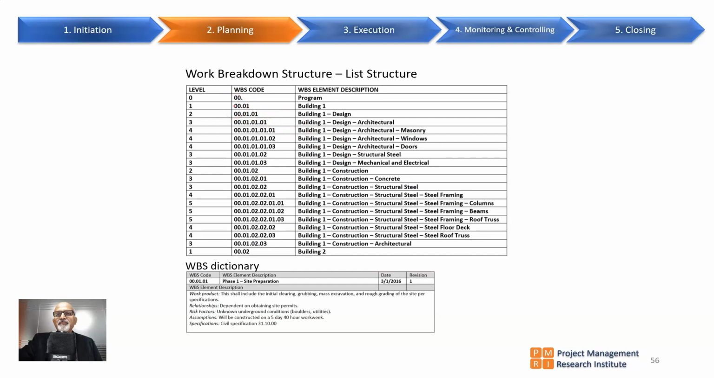So a WBS can be represented either as a tree structure or as a list structure, and each work package in the WBS is supplemented with a WBS dictionary. That means we provide additional information about that particular work, that is known as a WBS dictionary. It will have a narration of the work to be done, the successors, predecessors, assumptions, risk factors, specifications, and references to any quality guidelines and stuff like that.